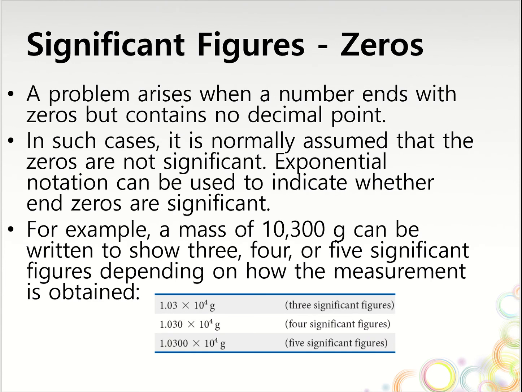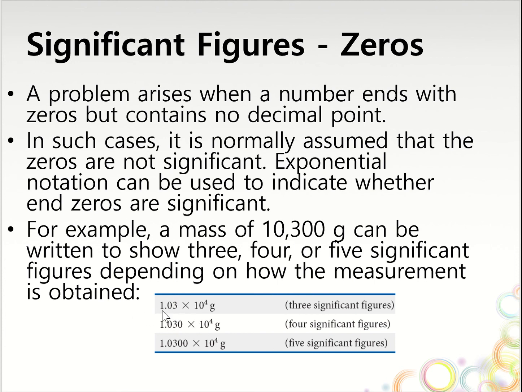All right, so a problem arises when a number ends with zero, but contains no decimal point, right? And so in such cases, it is normally assumed that the zeros are not significant. In that case, we use exponential notation, and therefore we can indicate whether or not the end zeros are significant. So for example, a mass of 10,300 grams can be written to show 3, 4, or 5 significant figures depending on how the measurement is obtained, right?